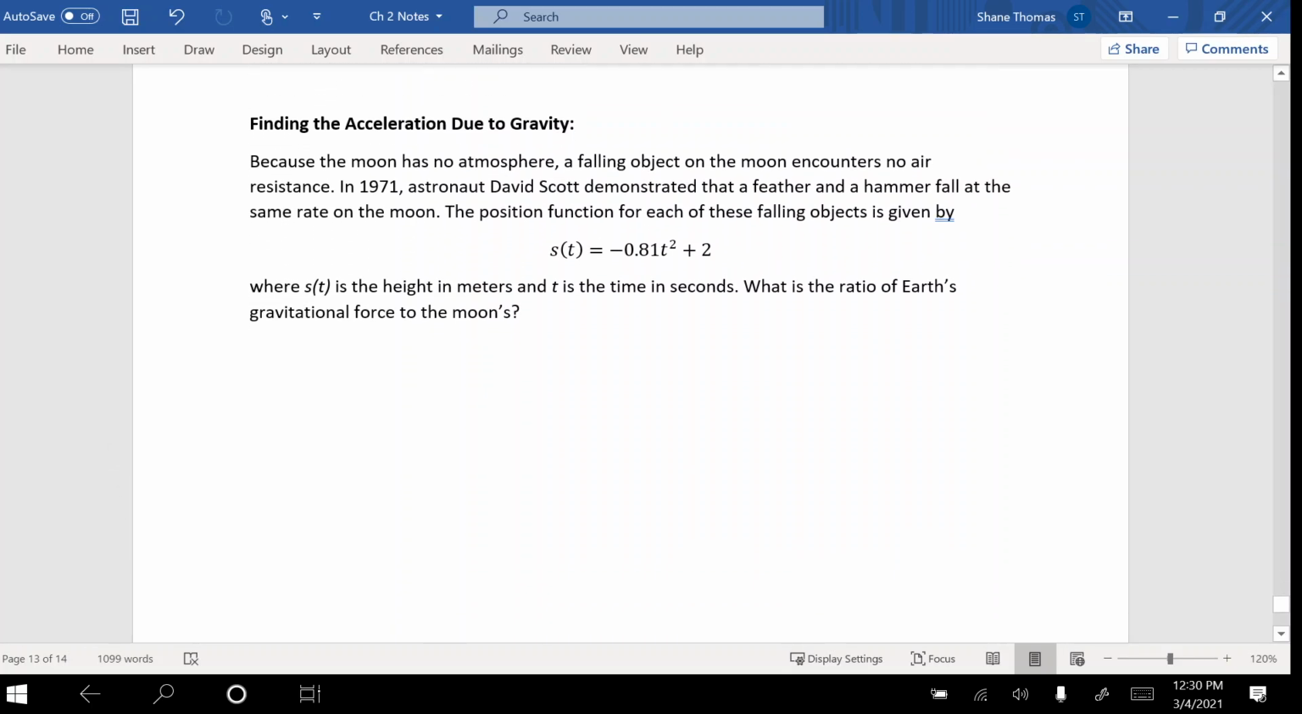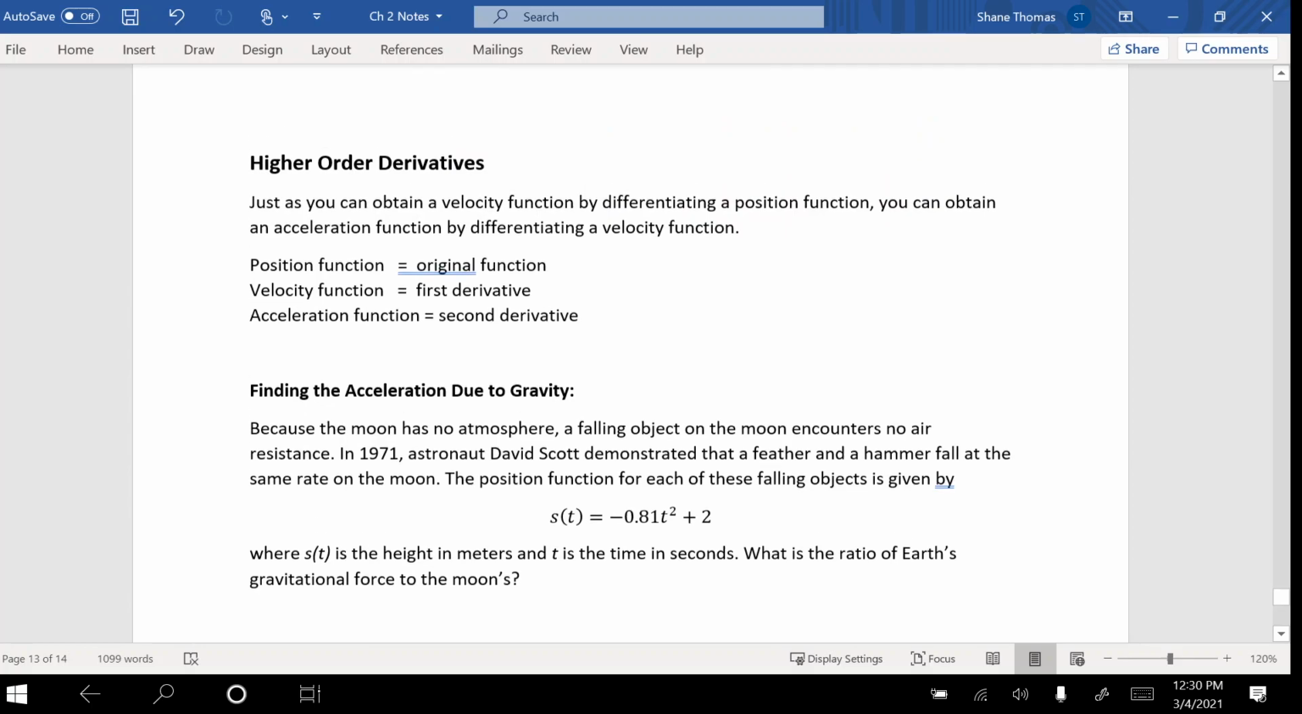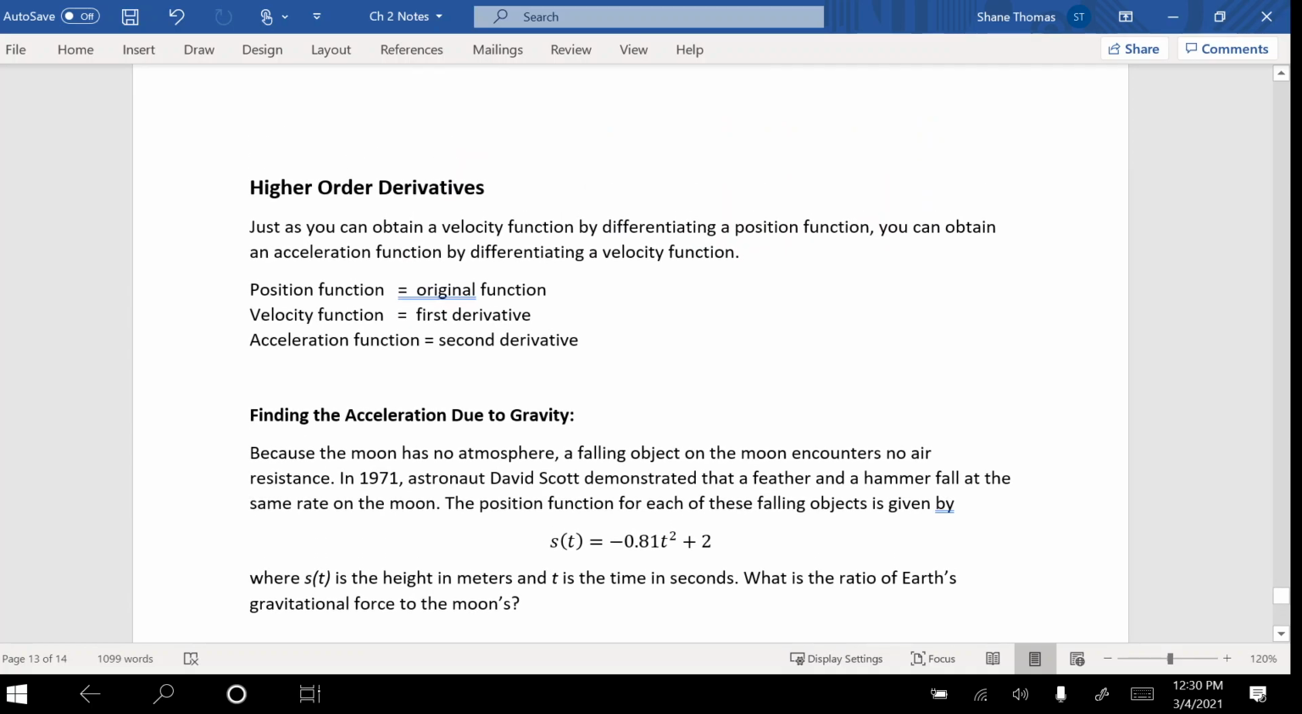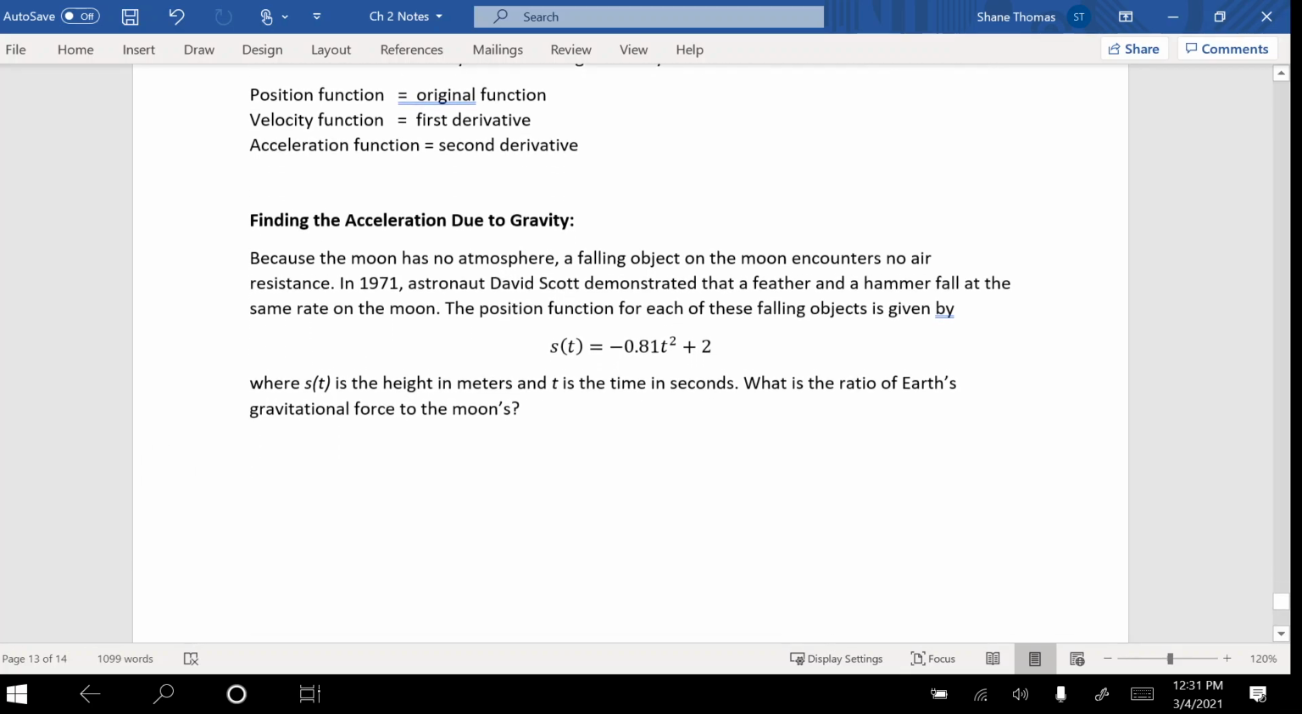All right, but just remember, position function is the original, velocity function is the first derivative, velocity or speed, and then acceleration function is the second derivative. We're going to use that for this one.